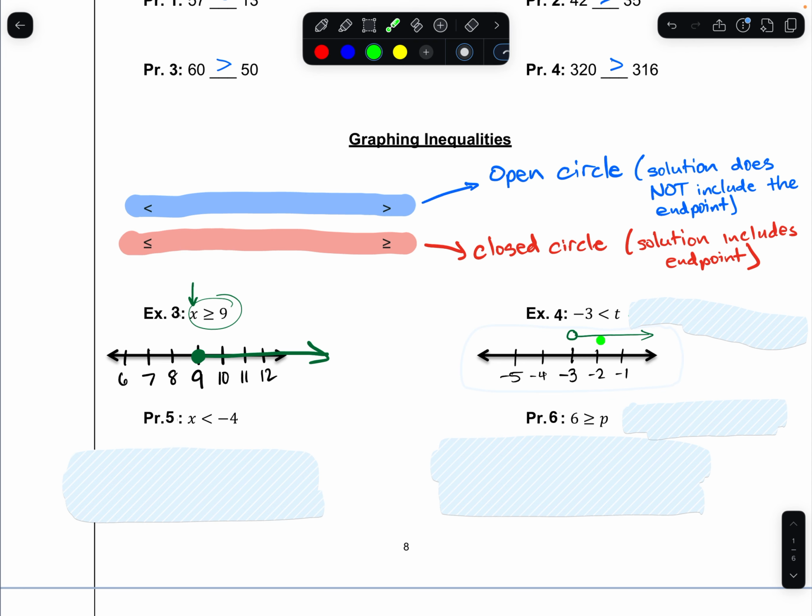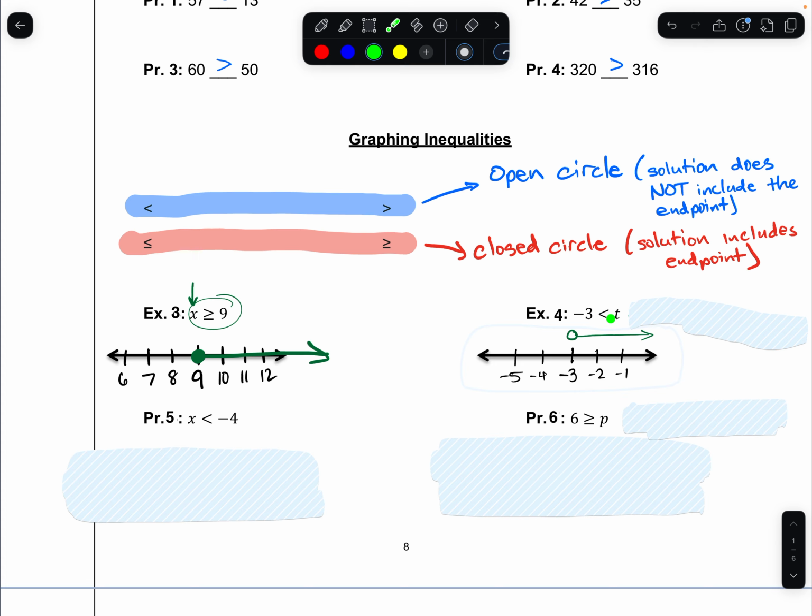Now some people take a look at this and they say, wait a minute, that's a less than symbol, so how come we're not shading to the left? And I want to point out that it doesn't say t is less than, it says -3 is less than our variable. So I recommend picking test points, like try -2 or -1, or the next number would be 0, right? Could I put in a 0 here?